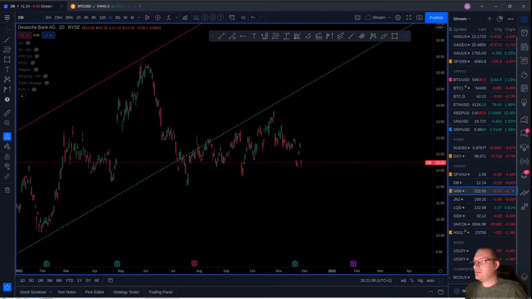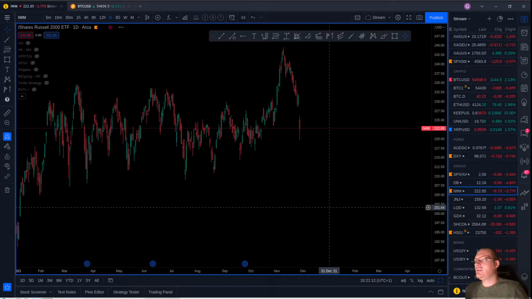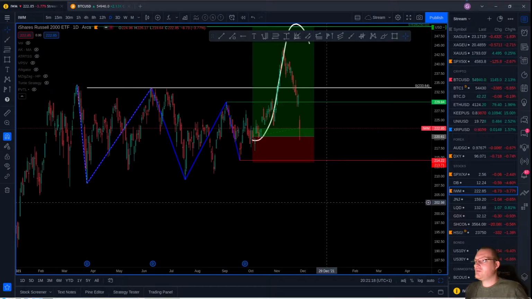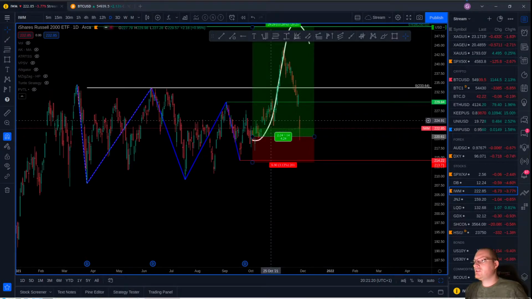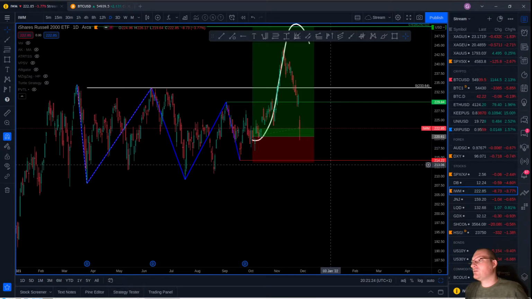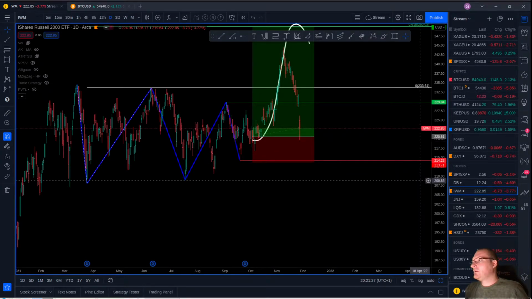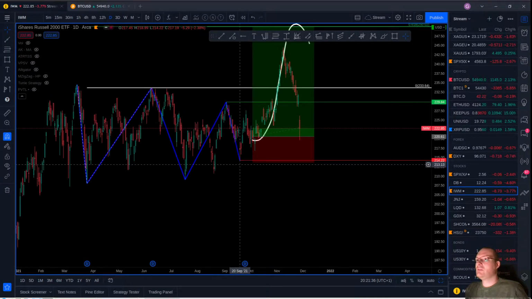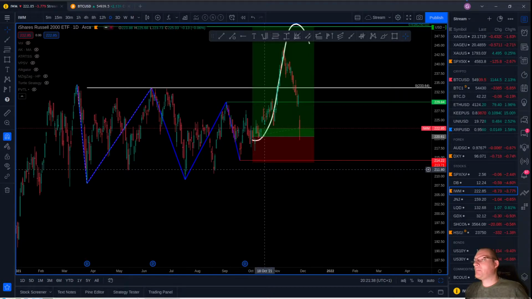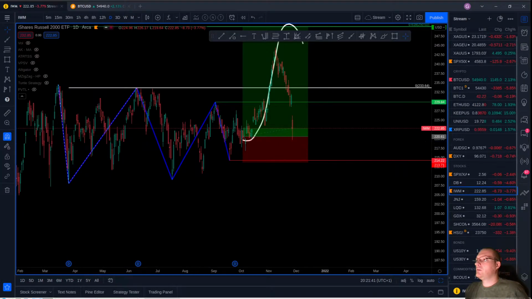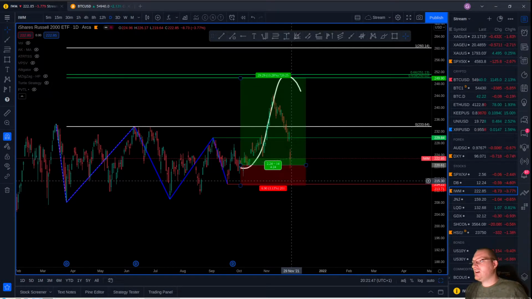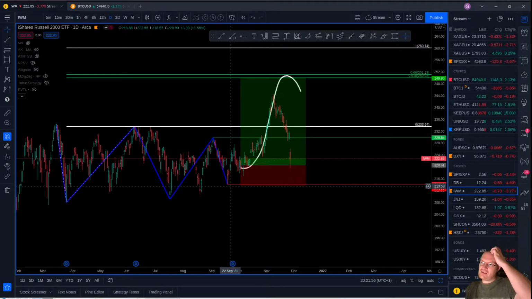IWM, so the Russell 2000 ETF. So also here big sell-off. We closed at minus 3.77%, but overall this still looks fine. So as long as we don't close below the 214, is it this one? Let's see, this low, 214.22, yeah. So here I'm also still expecting maybe a bit further to the downside, but we should definitely not lose the last low.